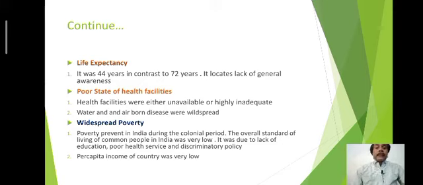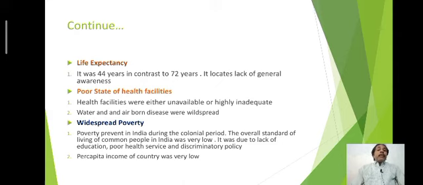Next is the poor state of health facilities. This is the most important. Health facilities were either unavailable or highly inadequate. Water and airborne diseases were widespread. Due to that, the life expectancy, death rate and infant mortality rate were all very high. It also indicates that poverty was all around, because people had no ability to manage their health, and on that basis we can say poverty prevailed in India during the colonial period. The overall standard of living of common people in India was very low. It was due to lack of education, poor health services and the discriminatory policy of the British government.